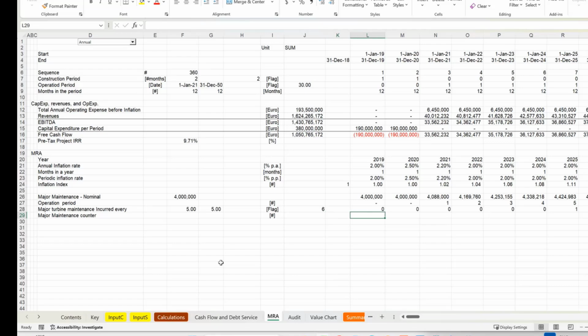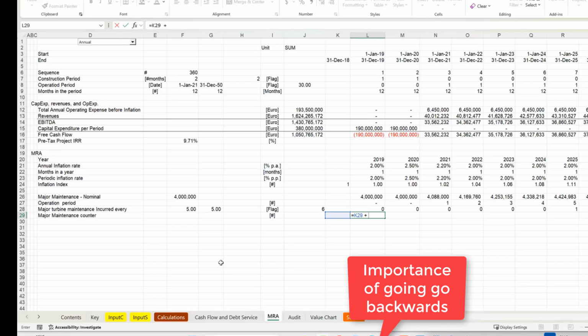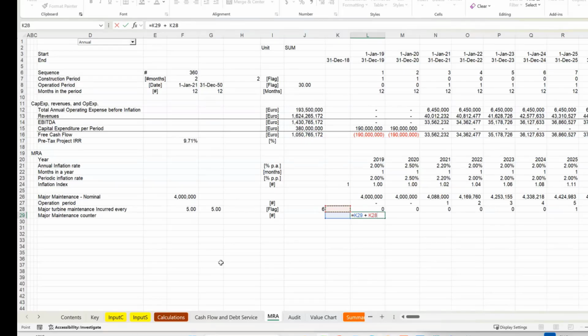I call this a counter. Very good. Put an equal sign, go back 1. But don't add the flag, put a plus and add the flag for the last prior period. This one? Go up, yes, just like that. And you have to do that when we're going to accumulate the debt from month by month to 6 month by 6 month, all of those kind of things. Press enter and copy that all the way across.